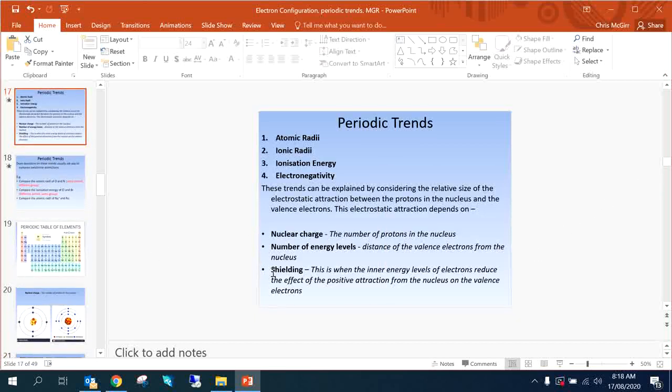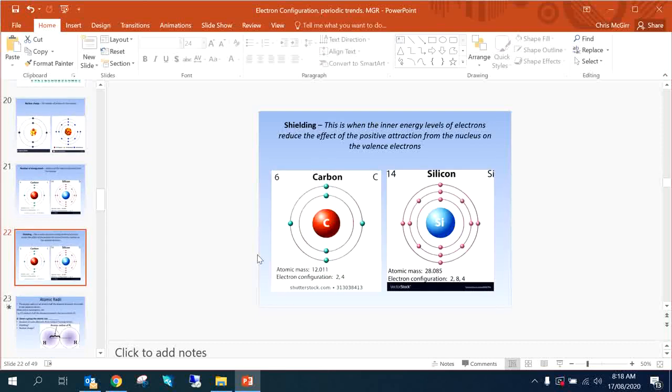The third factor that affects each of these periodic trends is shielding. This is when the inner energy levels of electrons reduce the effect of the positive attraction from the nucleus and the valence electrons. Let's go to our same examples, carbon and silicon. Now, carbon's outermost electrons, okay, are in the second energy level. They are being attracted or pulled towards the nucleus because the nucleus is positive and these electrons are negative. If you have a look, there is 1 energy level of electrons between the outermost and the nucleus, as represented by these 2 electrons here.